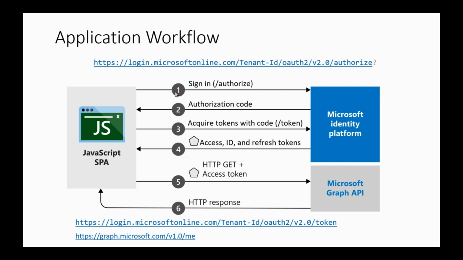The first step is sign in. When the user clicks on the login button, this URL will be called. This is the Azure Cloud URL, and we need to pass the tenant ID, along with the client ID, redirect URI and user scope. That means the user read or write permissions, everything will be sent to the Microsoft Identity Platform. Once the tenant ID and client ID are valid, the Microsoft Identity Platform will return the authorization code along with its own HTML page that will ask for the username and password.